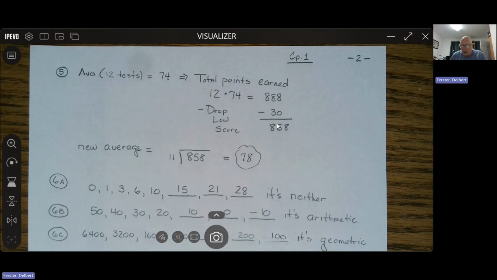Susie had all her scores. There were 12, and she found her average to be 74. Teacher says, go ahead, drop your lowest score. Susie's lowest score was pretty sad. It was a 30. Question says, what will Susie's new average be?